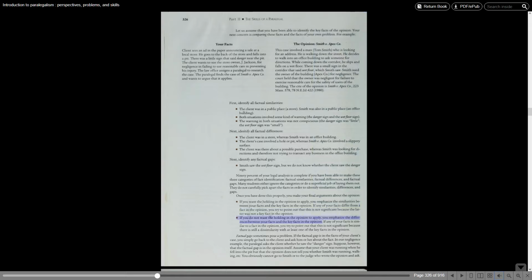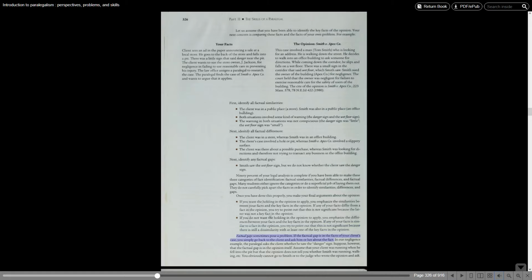If you do not want the holding in the opinion to apply, you emphasize the differences between your facts and the key facts in the opinion. If any of your facts is similar to a fact in the opinion, you try to point out that this is not significant, because there is still a dissimilarity with at least one of the key facts in the opinion.